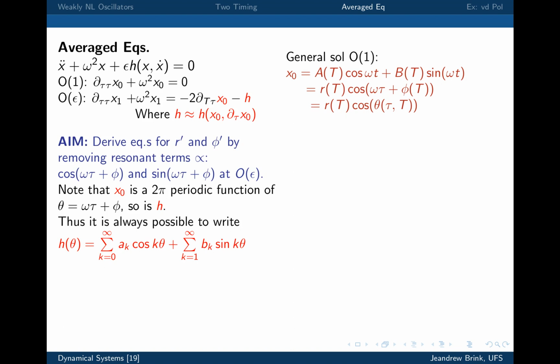Okay, so what that means is we can get an expression for h that you can write as an infinite series of a_k times cos of k theta and b_k times sine of k theta, and you can actually calculate what these constants are by taking integrals of h. So a0 is 1 over 2 pi times the integral from 0 to 2 pi of h of theta. So you just take an integral. And a_k is just 1 over pi times the integral from 0 to 2 pi of h times cos of k theta.